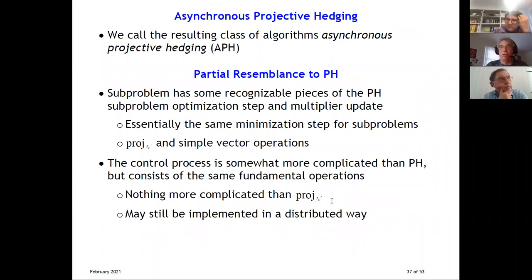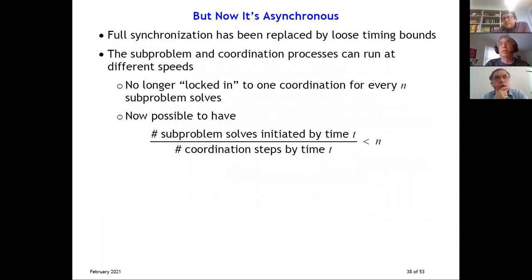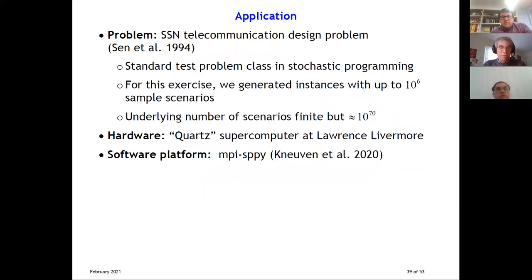And we call this asynchronous projective hedging. It has very similar subproblems. The coordination step is more complicated but made up of similar operations, none of which are more complicated than projection onto N. But now it's asynchronous, okay? The subproblem and the coordination can run at different speeds. In PH, they're locked in. They have to do N subproblem solves for every coordination step. But now you can be faster. You can have a different ratio now.